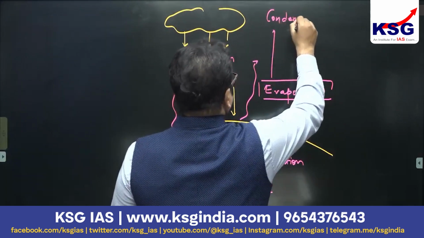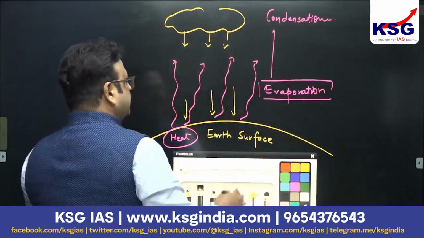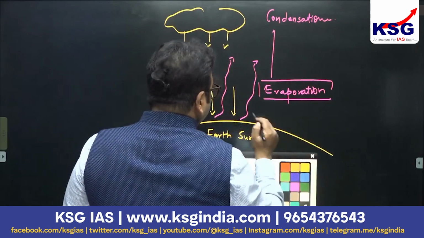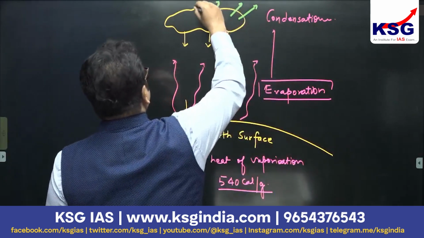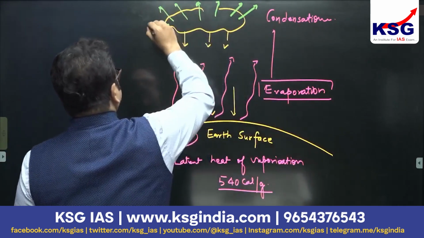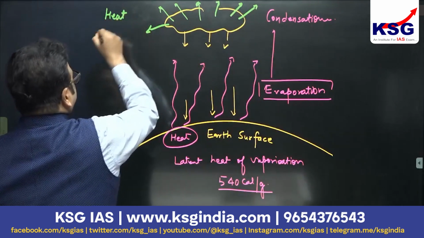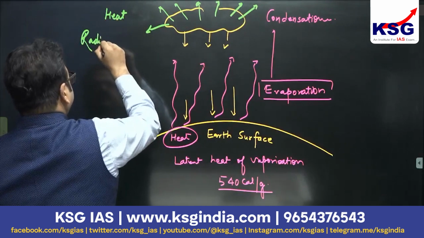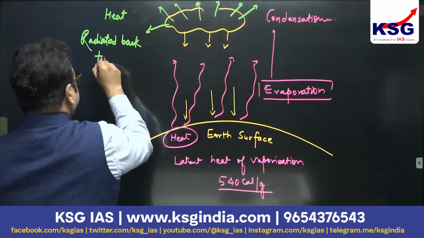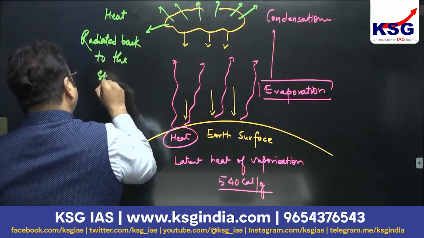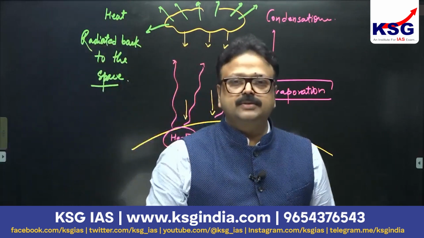Condensation. And when this condensation occurs, this heat which is absorbed in the form of latent heat is radiated back to the space. So this heat is radiated back to the space. And this will do what? This will enhance the rate of cooling of the earth's surface.